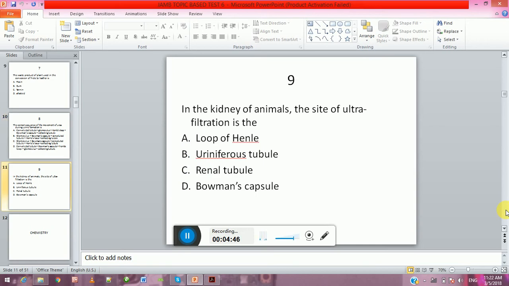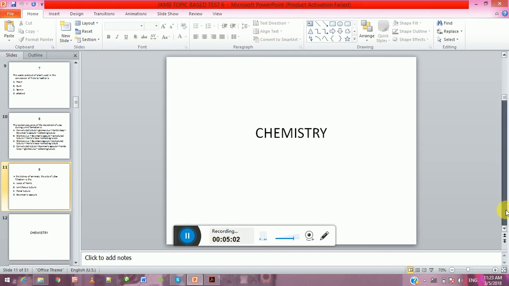In the kidney of animals, the site of ultrafiltration is the A. Loop of Henle, B. Uriniferous tubule, C. Renal tubule, D. Bowman's capsule.